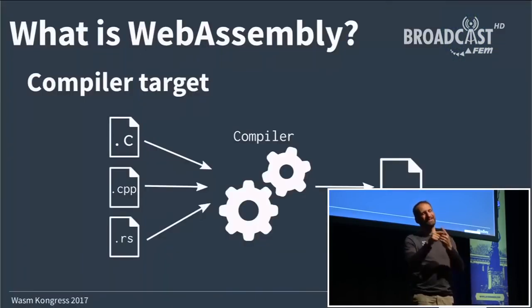And as mentioned before, WebAssembly is a compiler target. So the idea is that you can take your C code or C++ or even Rust code, throw that into your compiler, and out you get a WebAssembly module. At least that's the idea. We are not really at the point where it just works like that.